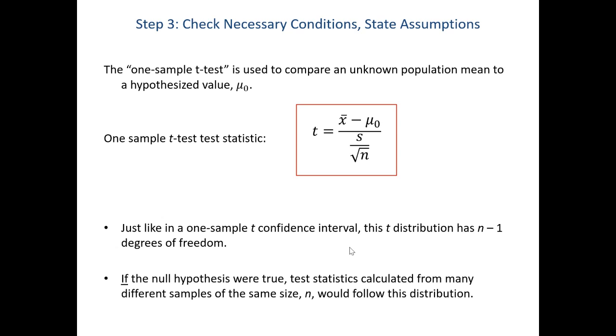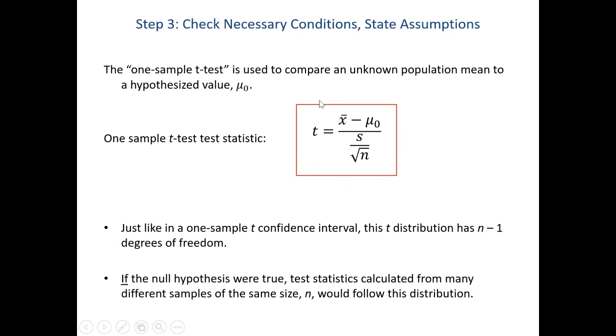All right, so step 3 we know is that we are going to need to check certain things to see if our test will work in this situation. And when we're testing a single mean, we're going to be using a t-test, okay? So if it was categorical data, we did a z-test. If it's numeric data, we do a t-test.